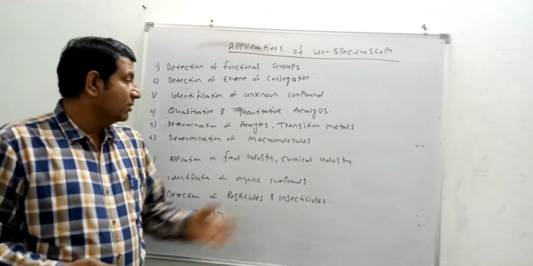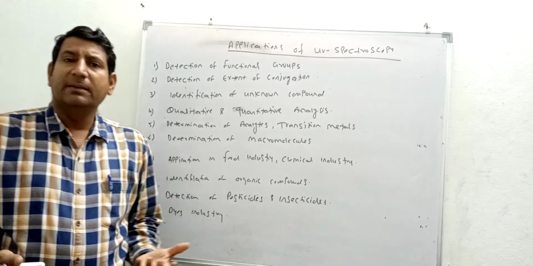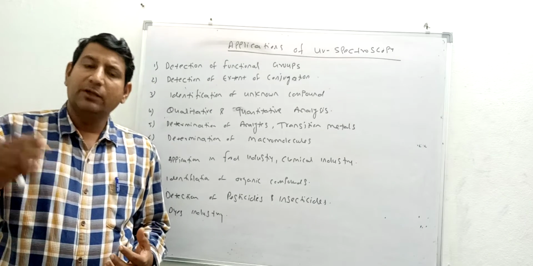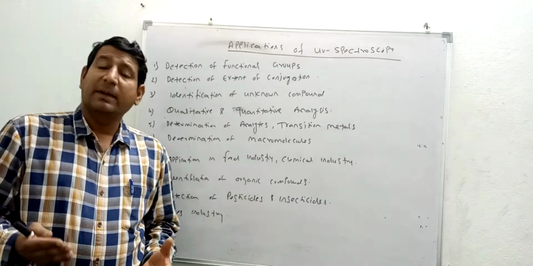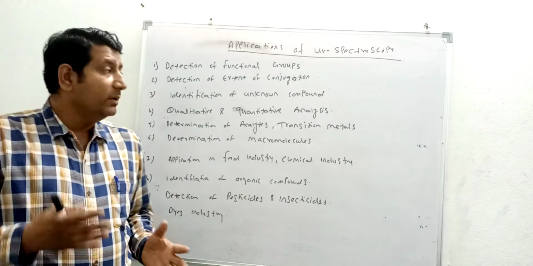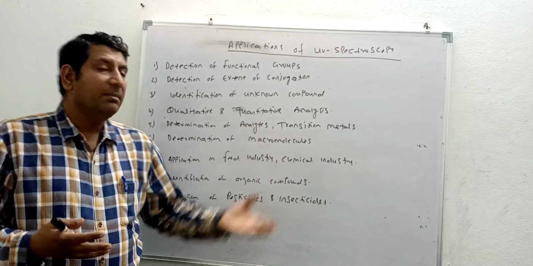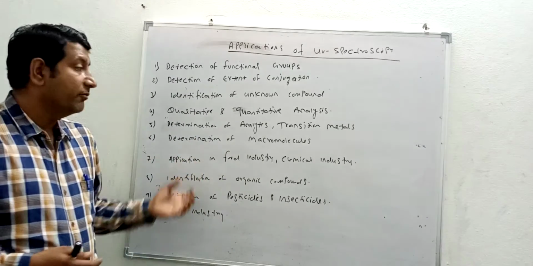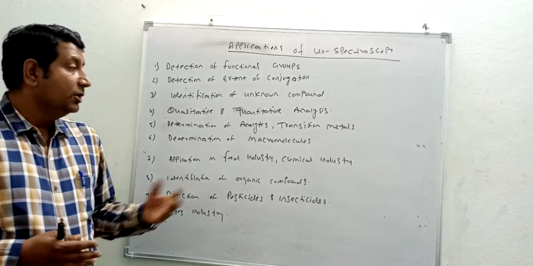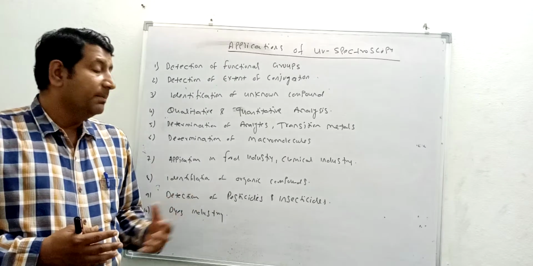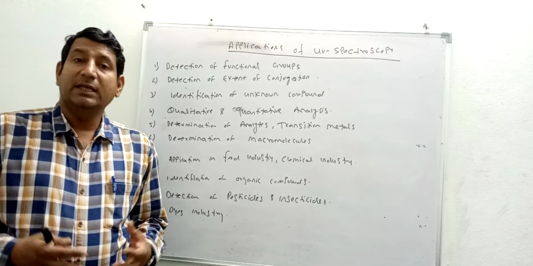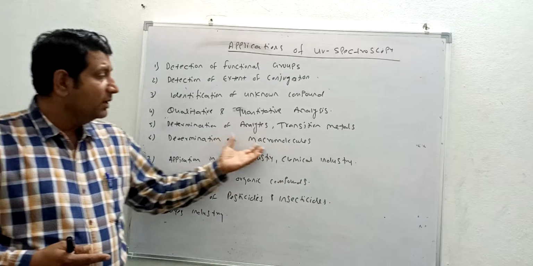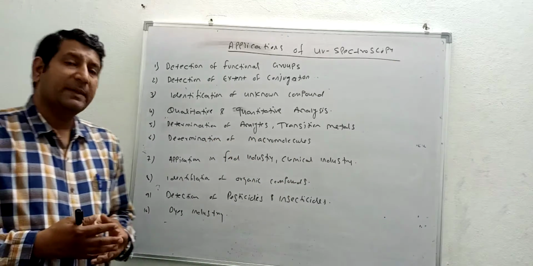The next application is determination of analytes. Analytes can be determined by simply dissolving them in a suitable solvent and taking the UV spectra. By identifying the UV spectra, we can determine which compound it is by comparing with the standard. Transition metals can also be identified by UV visible spectroscopy. The next application is determination of macromolecules. In the field of biochemistry, UV visible spectroscopy finds very important uses, because it can identify proteins, peptides, amino acids, carbohydrates and fats.